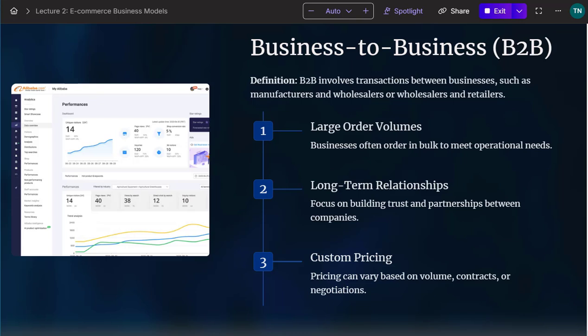And now we look at the second most popular e-commerce business model, business to business or B2B. B2B, or business to business, involves transactions between companies, such as between manufacturers and wholesalers or wholesalers and retailers. Businesses often order in large volumes to meet their operational needs. The focus in B2B is on building long-term trusted relationships between companies. Pricing in B2B can be customized based on factors like order volume, contracts, or negotiation.